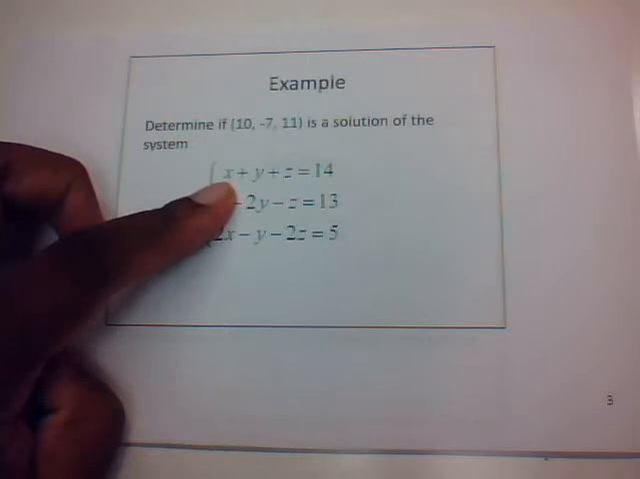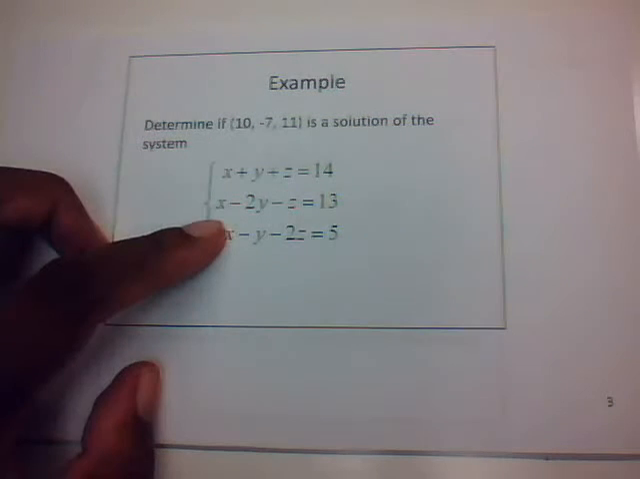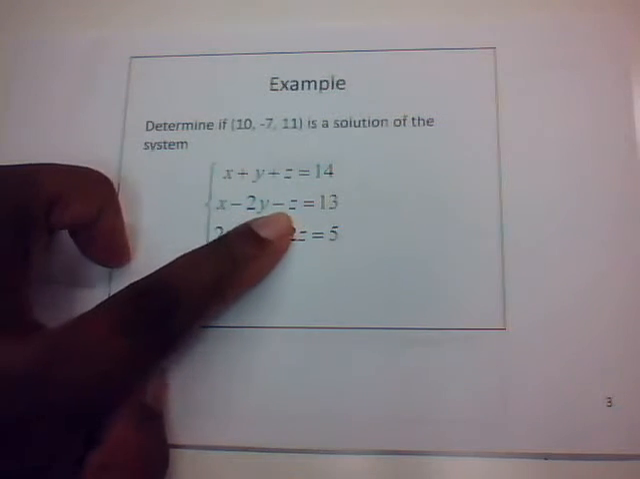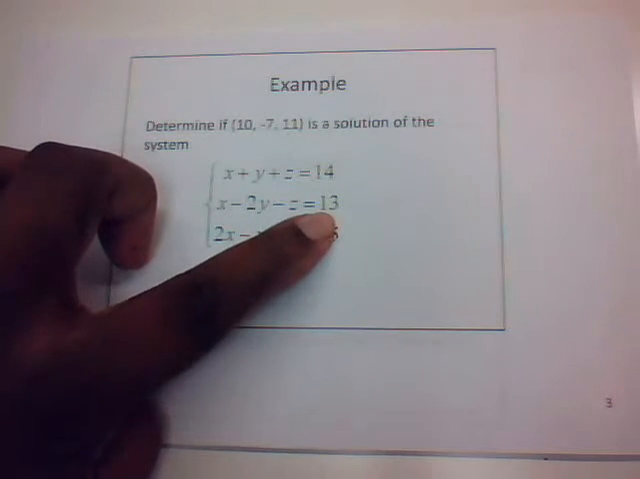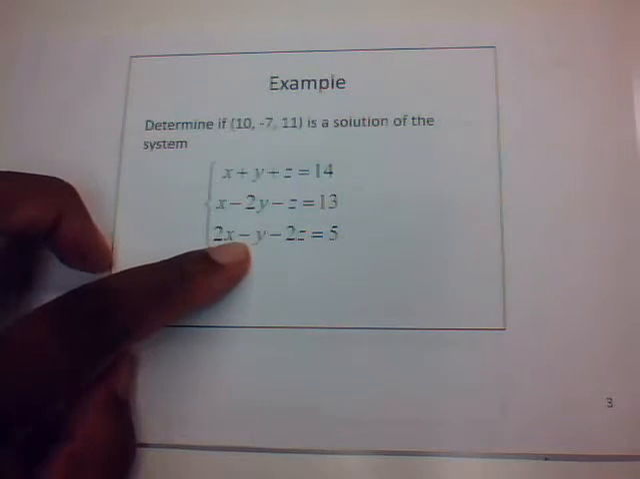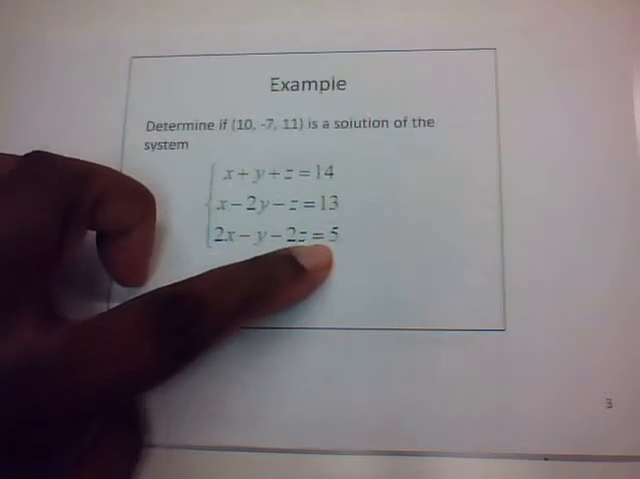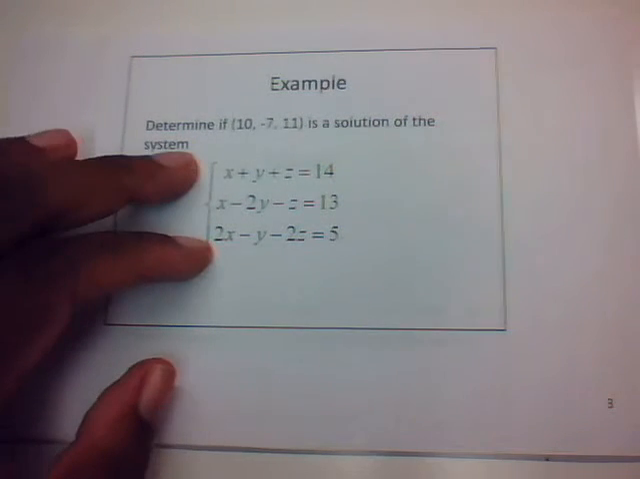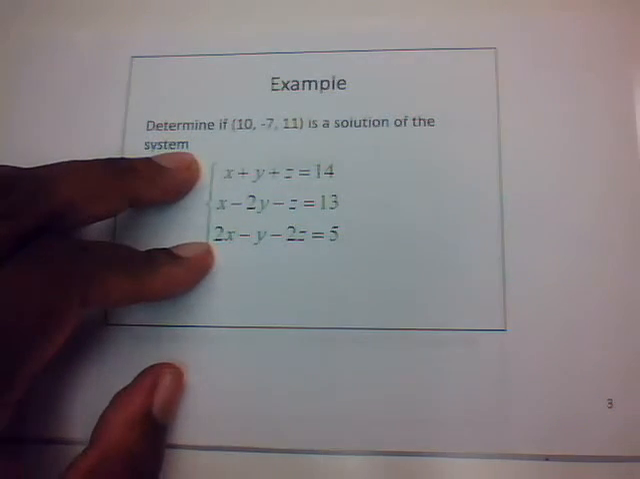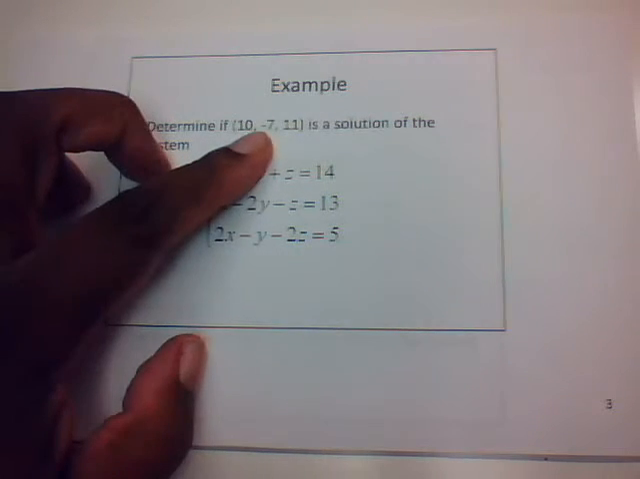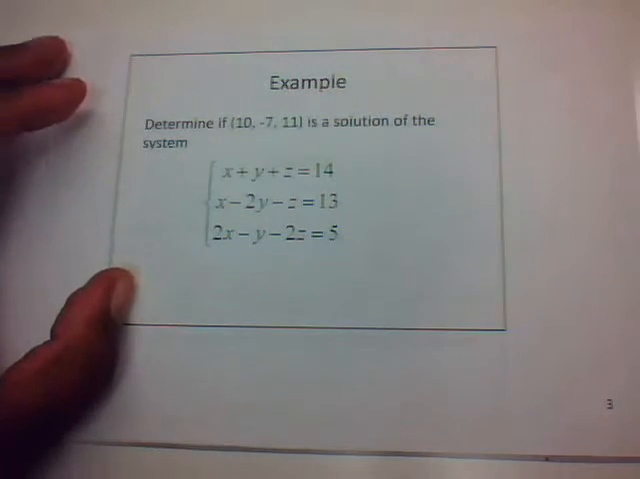x plus y plus z is equal to 14. x minus 2y minus z is equal to 13. 2x minus y minus 2z is equal to 5. We want to determine if this ordered triple satisfies this system.